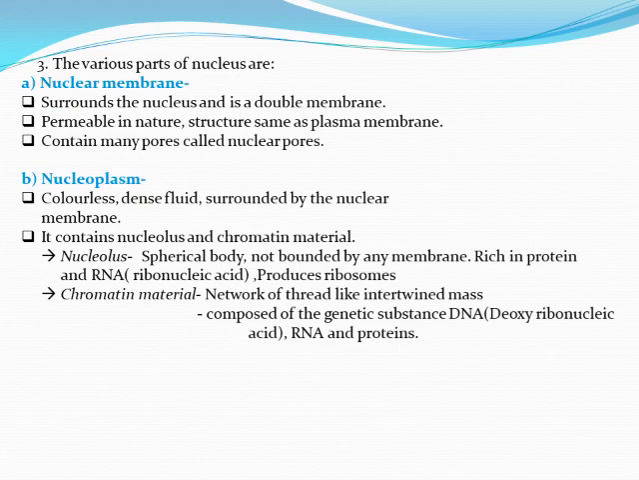Inside the nucleus, in the nucleoplasm, there is the nucleolus. Spelling should be learned. Rich in protein, who? The nucleolus. And RNA. RNA full form must be learned. Ribonucleic acid. And what is the function of nucleolus? It produces ribosomes. Next part of the nucleoplasm is the chromatin material. What is chromatin material? Network of thread-like intertwined mass. So threads are coiled among each other. That's why network of intertwined mass. What is this chromatin material composed of? Genetic substance, that is DNA, deoxyribonucleic acid, RNA and proteins.